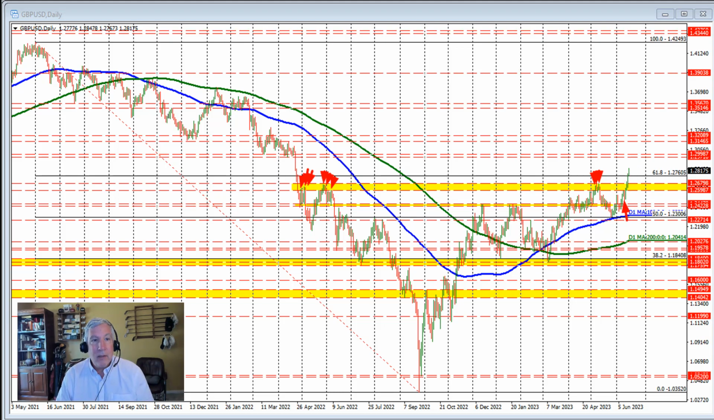Also of significance here is the 61.8% retracement. That's of the move down from the 2021 high to the 2022 low. The 61.8% retracement comes in at 127.605, and as you can see in trading here today, the low price got within about 6 or so pips of that 61.8% retracement and stayed above it. So guess what? The buyers are keeping control above that short-term support level off the daily chart.